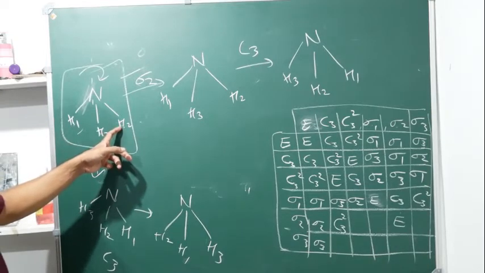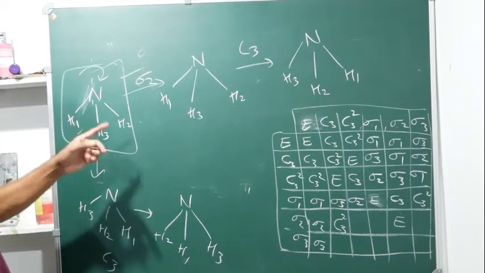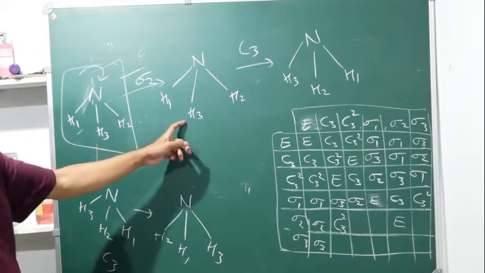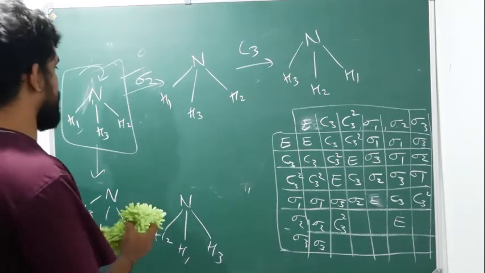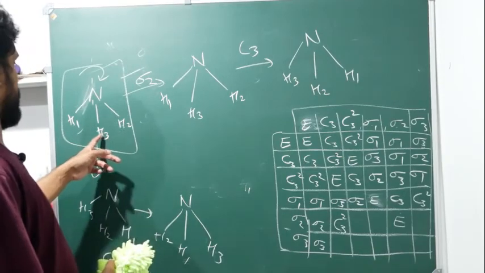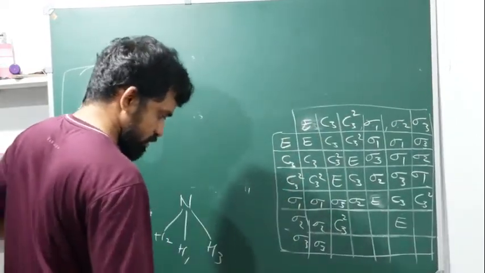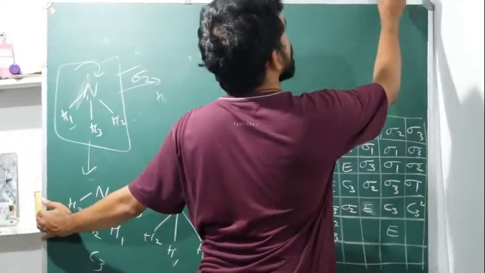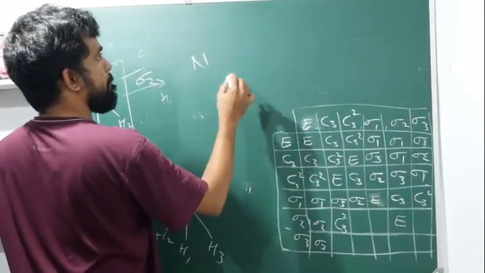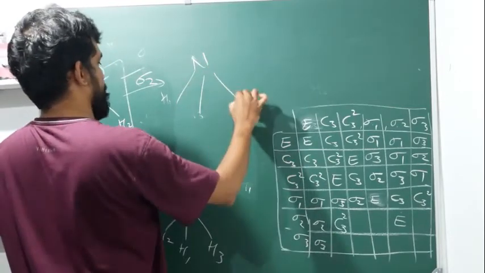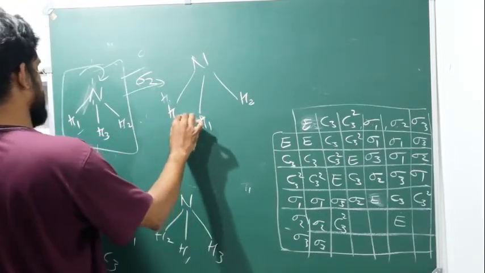Sigma 2. H1 here, H3 there. This is not proper. Here H2, this is not, nothing has been done. One minute, sorry for the mistake. Sigma 2 means H2 here, H1 and H3.